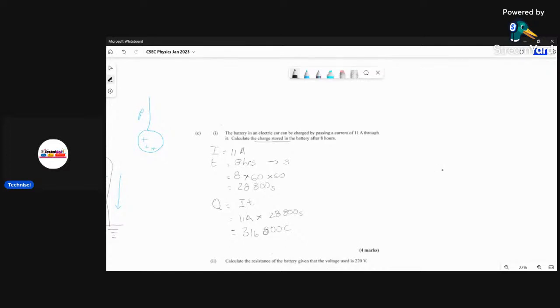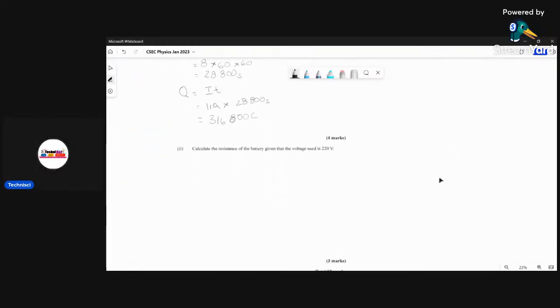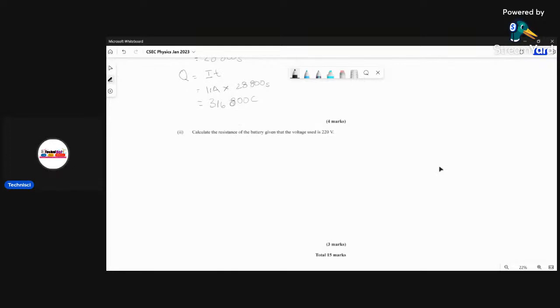Okay, excellent. So that would be your answer. And remember that the unit of charge is coulombs, symbol capital C. Last part, this is what I was saying to you, that this question only has a bit of current calculation, nothing extreme. But tomorrow we will look at those.